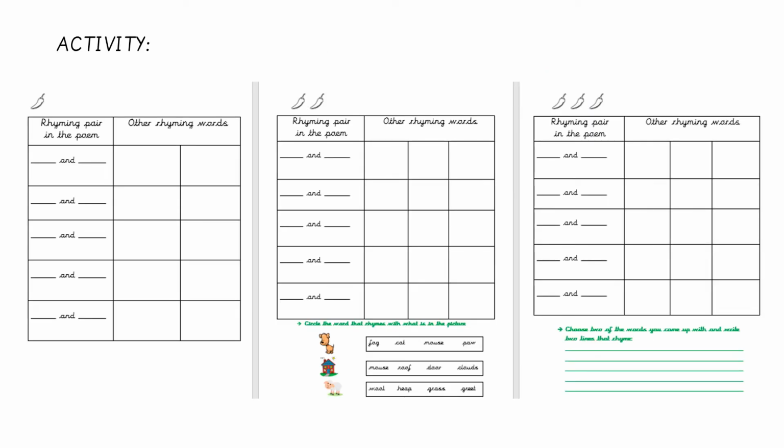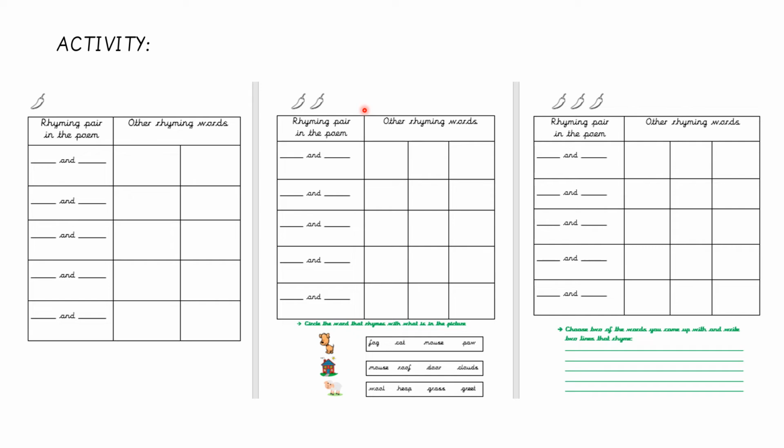That brings us to your activity for today's lesson. As normal, we have got a different level of challenge for you. So you can either do the mild challenge, the medium challenge, or the hot challenge. If you choose to do the mild challenge, you will need to find rhyming pairs in the poem. So that just means two words that rhyme, like we've just been through. And then you will need to find 1, 2 other rhyming words that go together with that pair.